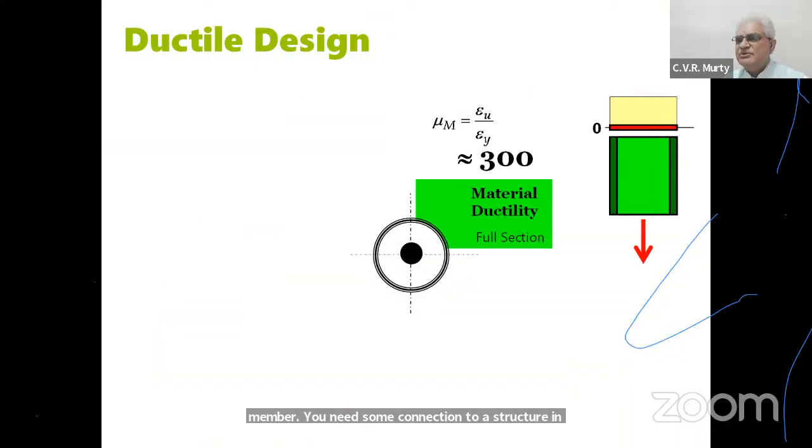Let's recall once more material ductility. If you look at the right-hand side picture, the entire cross-section is in uniform state of strain. And so you're able to get the full material to be active completely. And that is the best. You'll get 300 material ductility.